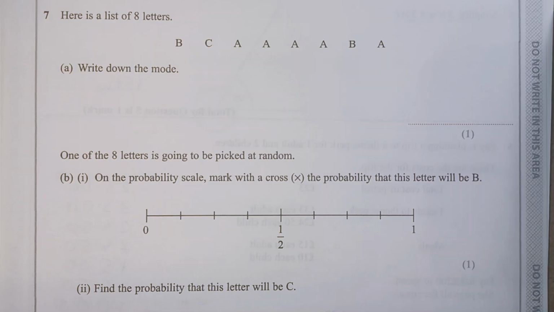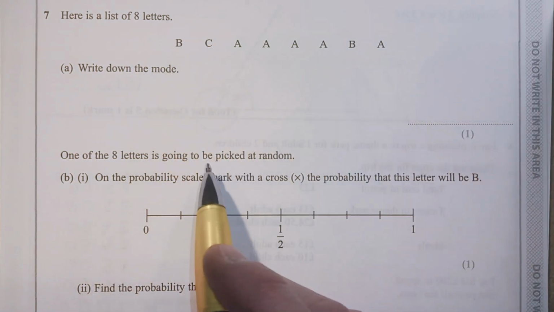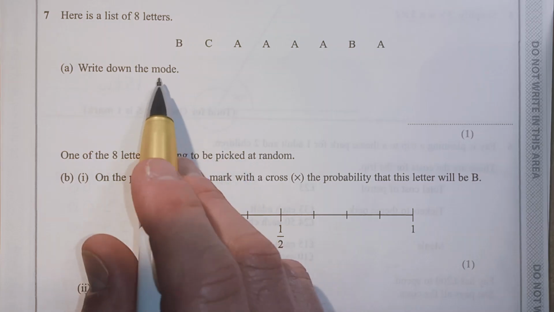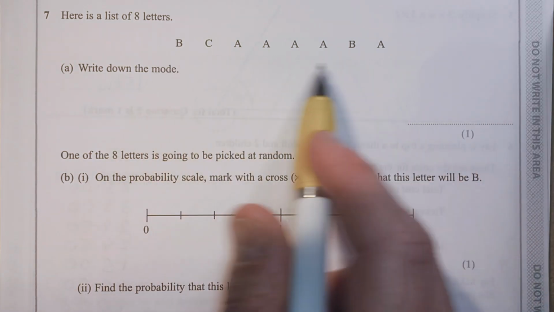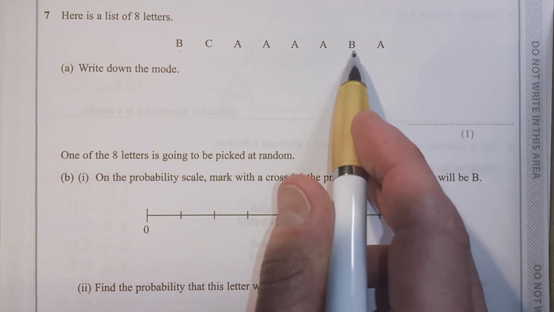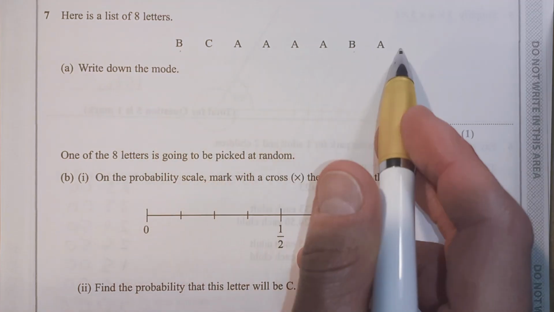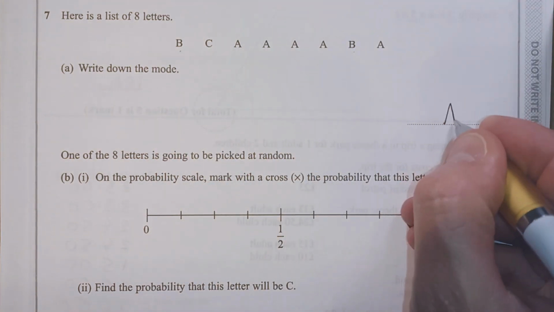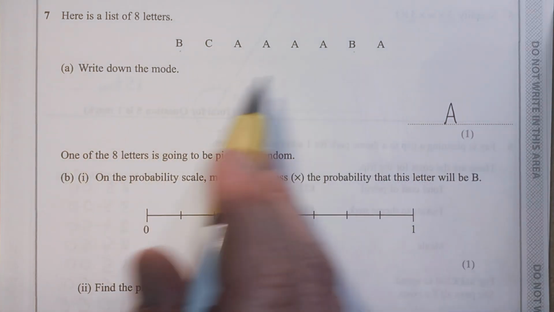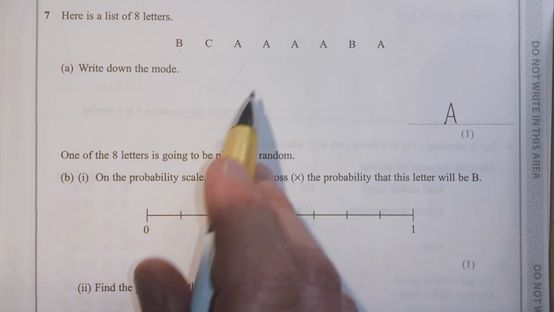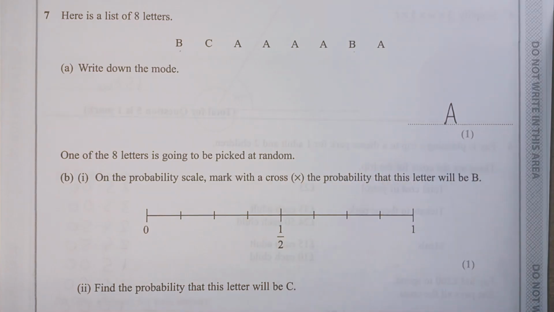Question 7. Here is a list of 8 letters. Write down the mode. Well, the mode is the one that occurs the most, and hopefully you'll be able to quickly see, well, we've got 2 B's, we've got 1 C, and we've got several A's. So A is the mode. Note the mode isn't how many times it occurs, it's just which one occurs the most. So it's the A.